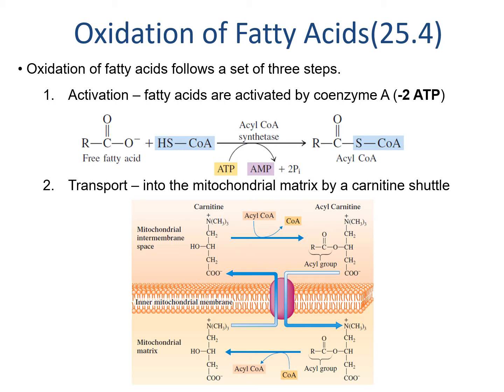The second step is transport. Transport brings the acyl CoA into the mitochondria to be oxidized there. The acyl group is moved off of coenzyme A onto a molecule called carnitine that has a specific membrane transporter. Once inside, it moves back onto coenzyme A.